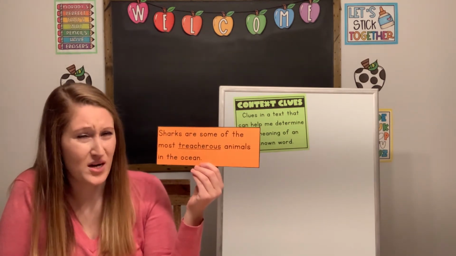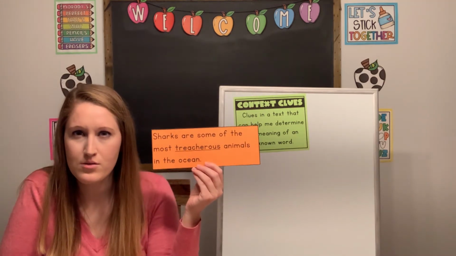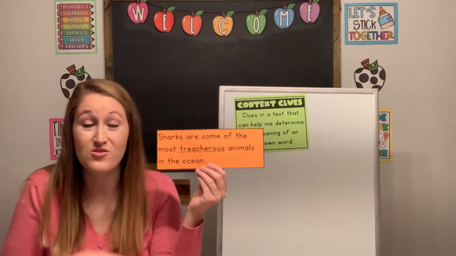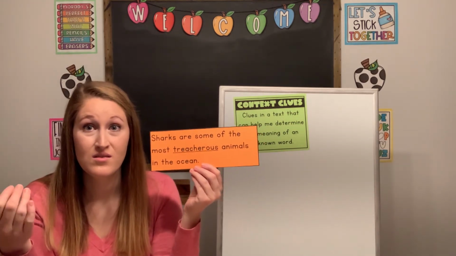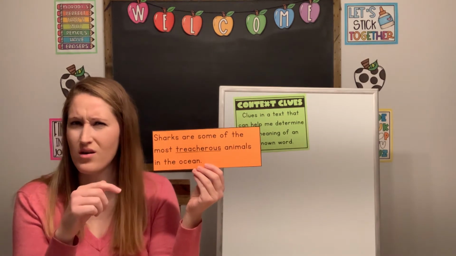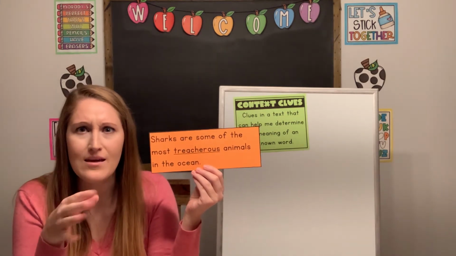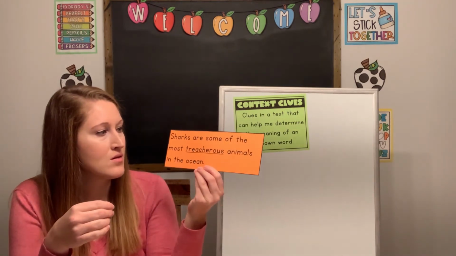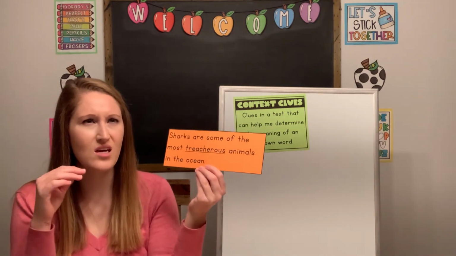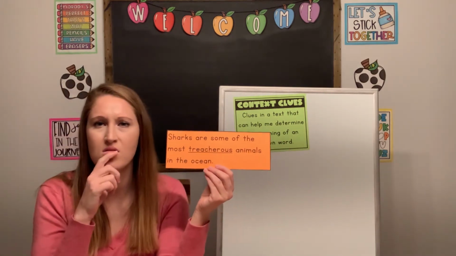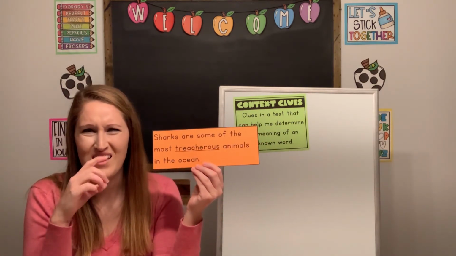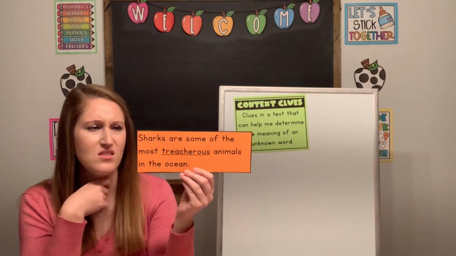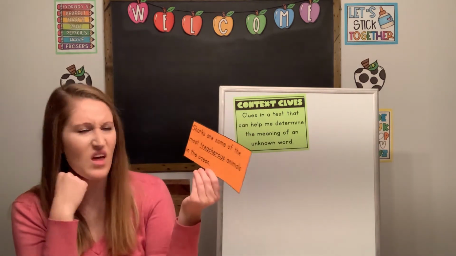This one's kind of tricky, right? But what do you know about sharks? They're dangerous. Stealthy. Ooh, that's a great word. Stealthy, right? Sneaky. Big, right? Now, treacherous. Does that sound like a good word or a bad word? It kind of sounds like a bad word to me too. So let's see. What's one of the bad words you guys guessed? Dangerous. Let's see if that fits.